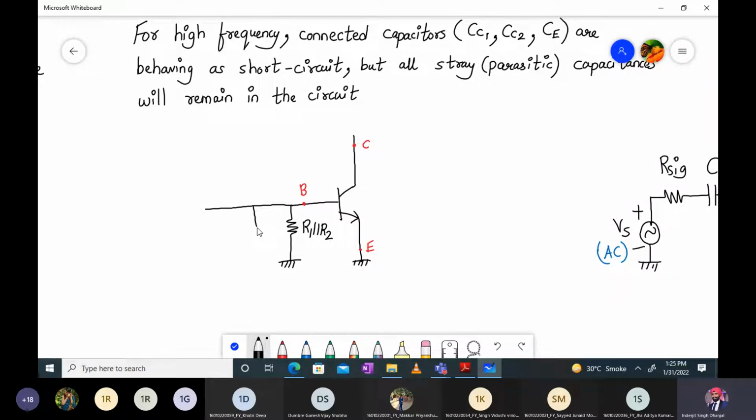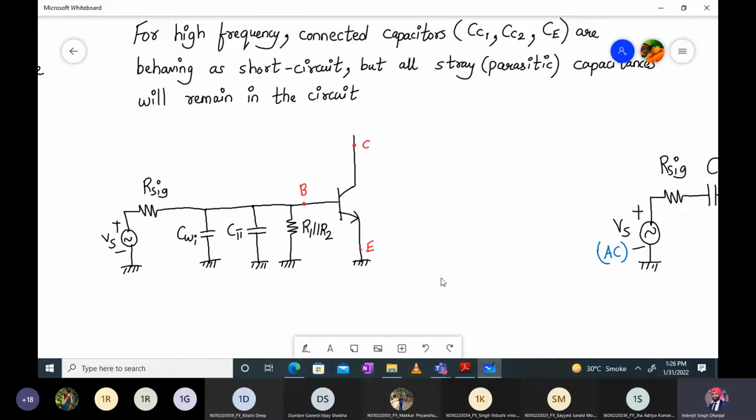It's going to the ground. So I have a capacitor over here, which is C pi. And then I have one more capacitor over here, which is CWI. Okay, and here we have a resistor RSig along with the voltage source, which is Vs. Okay, so this much is completed.